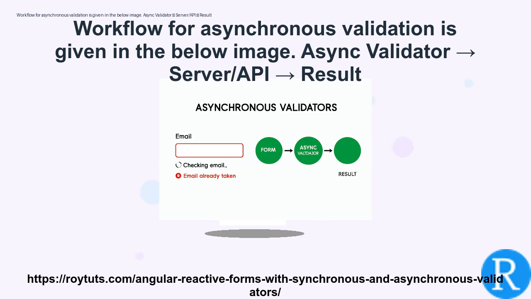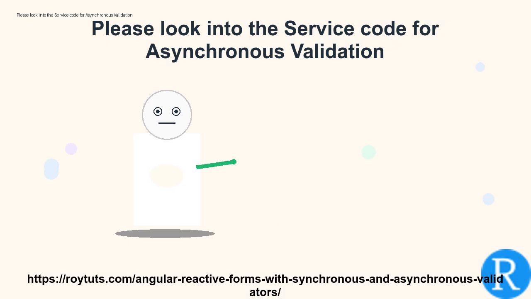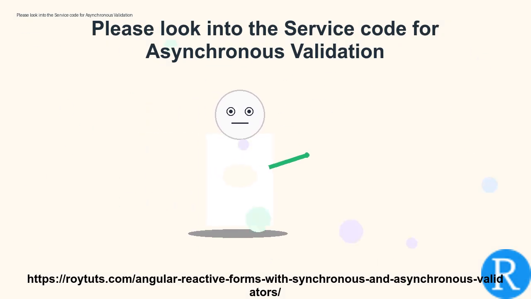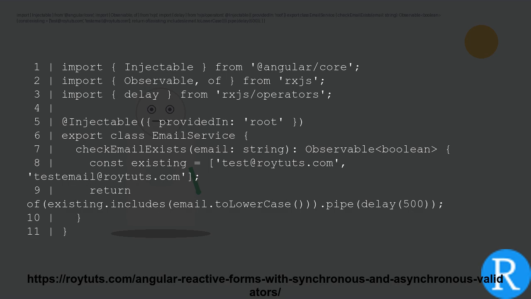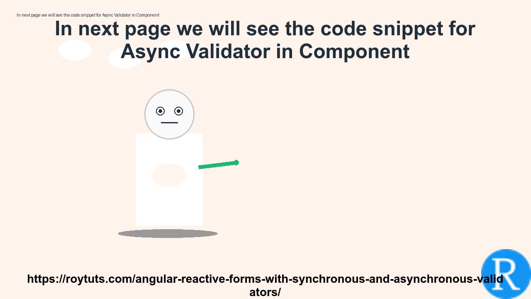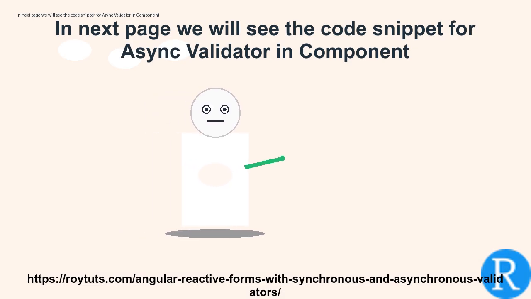Async validator, rightward arrow, server/API. Please look into the service code for asynchronous validation. On the next page, we will see the code snippet for the async validator in the component.